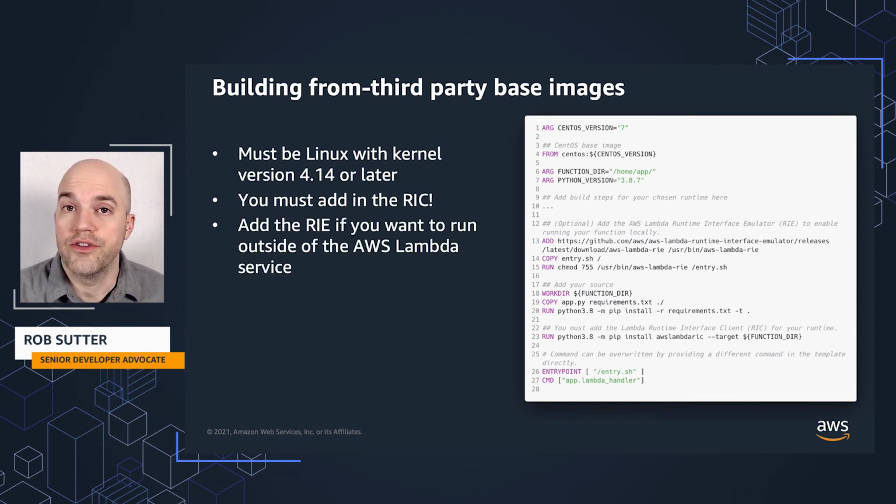If you want to run your function outside of the AWS Lambda service, for example, to test and debug locally, you will need to add the RIE. In this Docker file, the RIE is added in line 13 when it's copied down from GitHub.